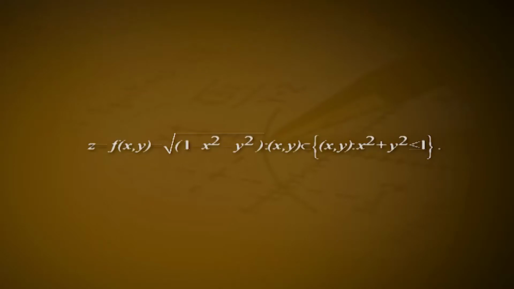We say that we have a function whose domain is the set of all xy such that x square plus y square is less than or equal to 1. We may write z is equal to f of xy is equal to square root of 1 minus x square minus y square such that xy belongs to set of all xy such that x square plus y square is less than or equal to 1.